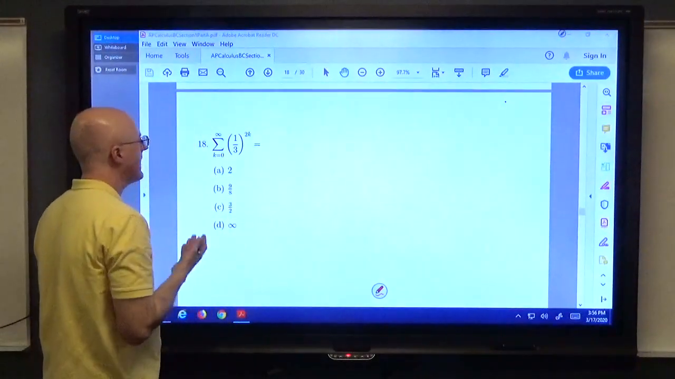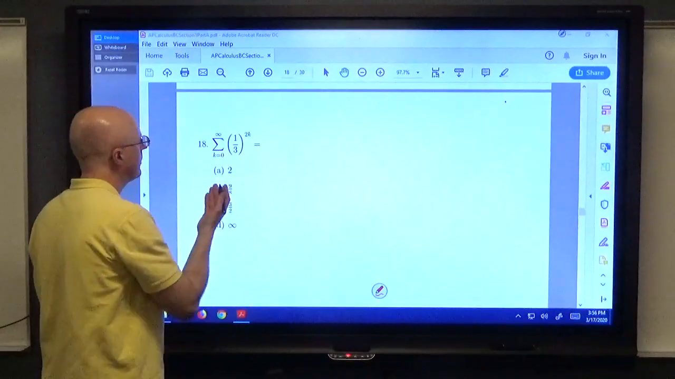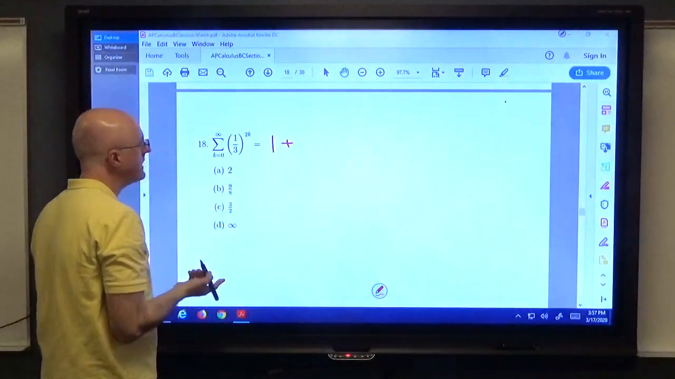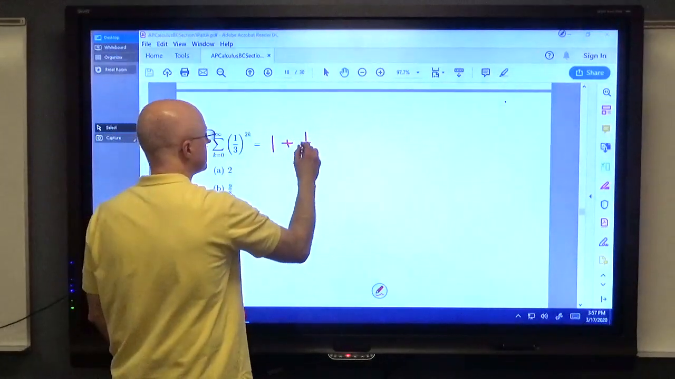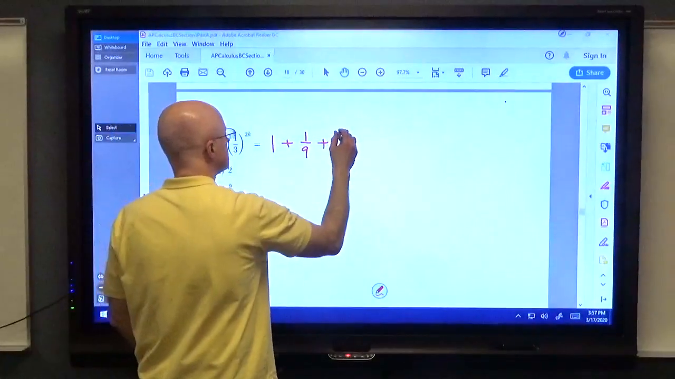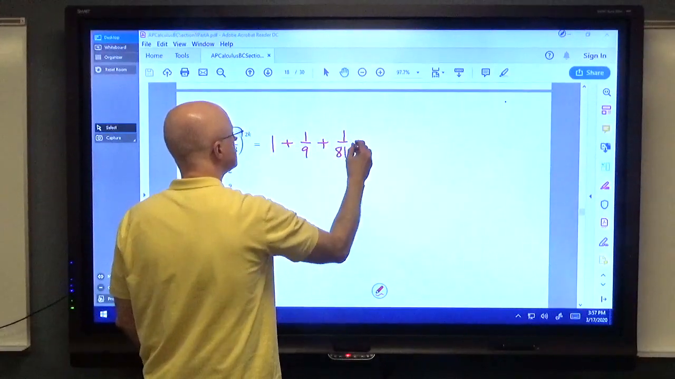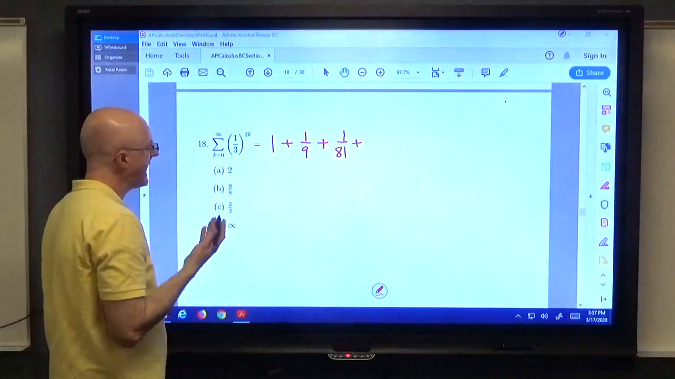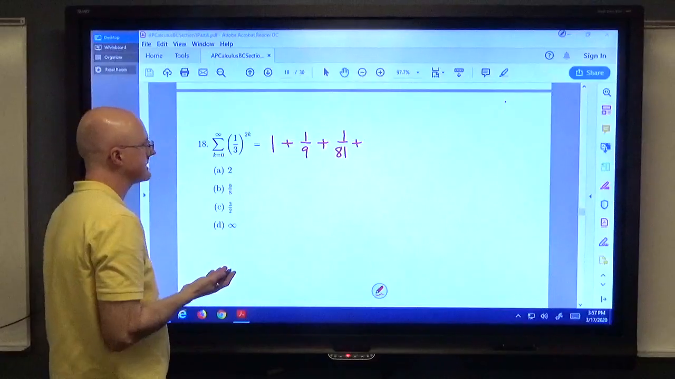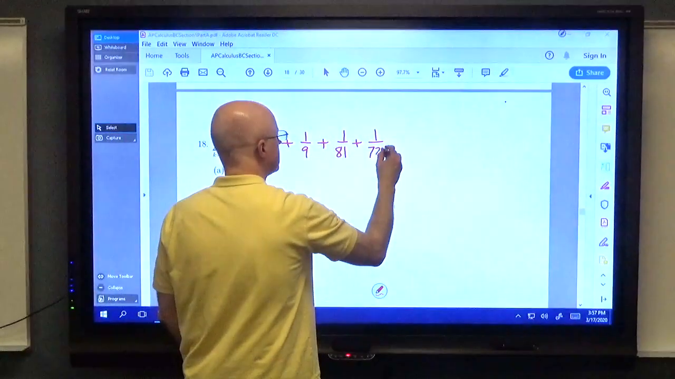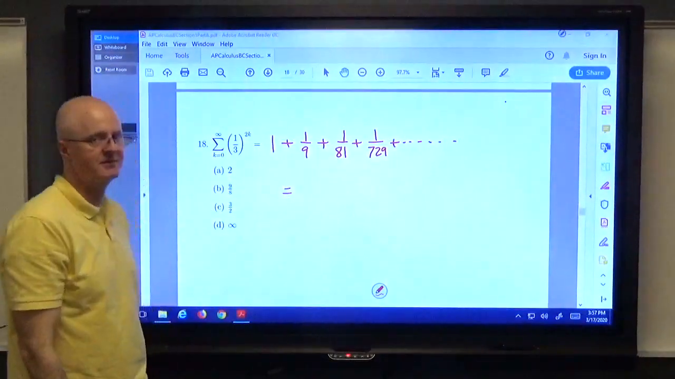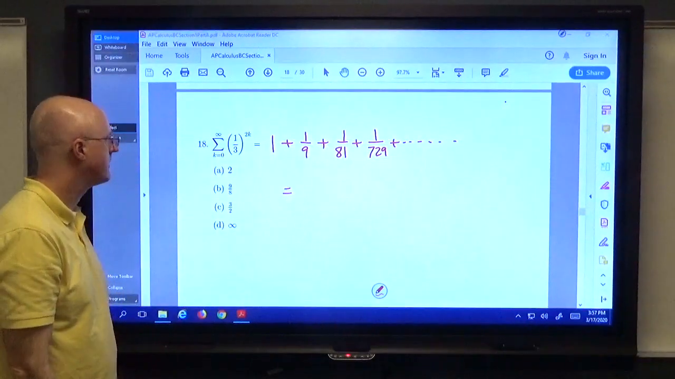It might be helpful to go ahead and write the first few terms here. When k is 0, you get 1/3 to the 0 power, which is just 1. When k is 1, you get 1/3 squared, which is 1/9. When k is 2, you get 1/3 to the 4th power, which is 1 over 81. You could stop there. When k is 3, you get 1/3 to the 6th power, 1 over 729, etc. This is geometric. And hopefully you could recognize that even by looking at the sum.